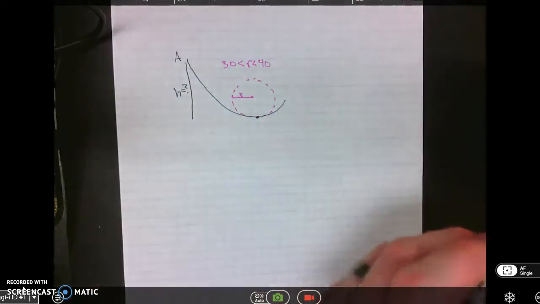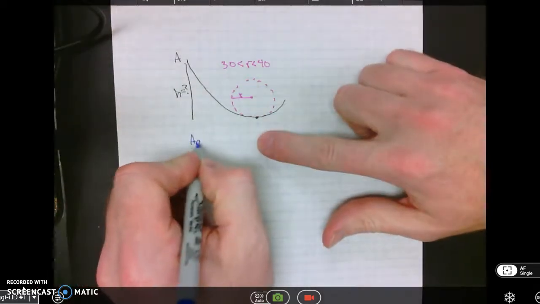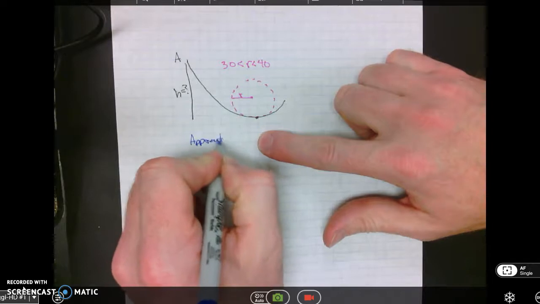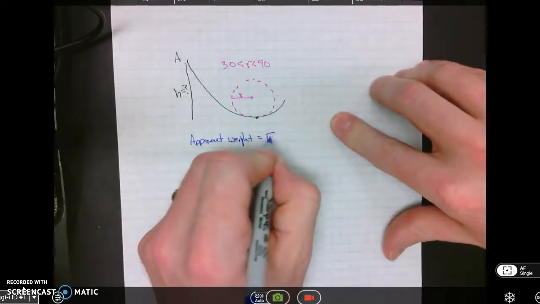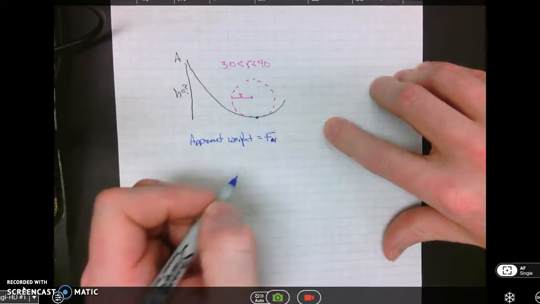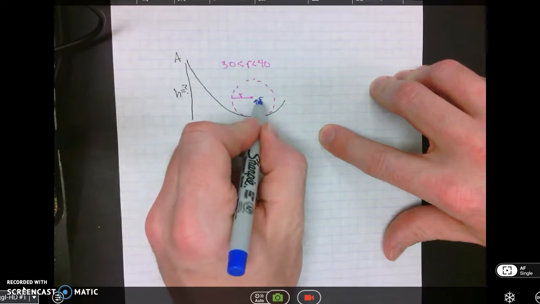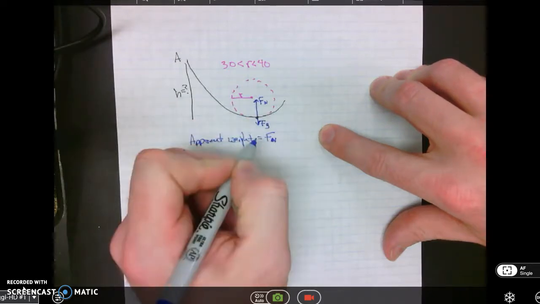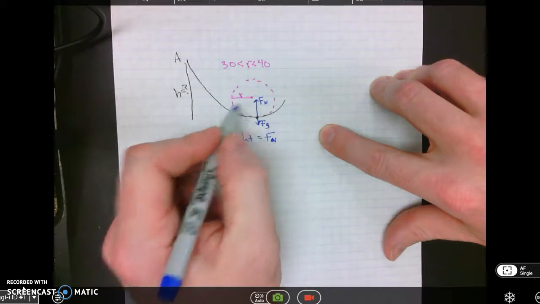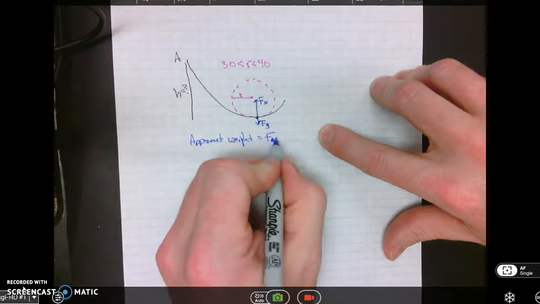The other thing you need to pick is your apparent weight. Apparent weight is Fn. How much normal force? Because when you're riding on here, the ride's going to push up really, really hard to make you change your direction. Fg points down, Fn points up. You need that to curve you up. How big do you want that number to be?